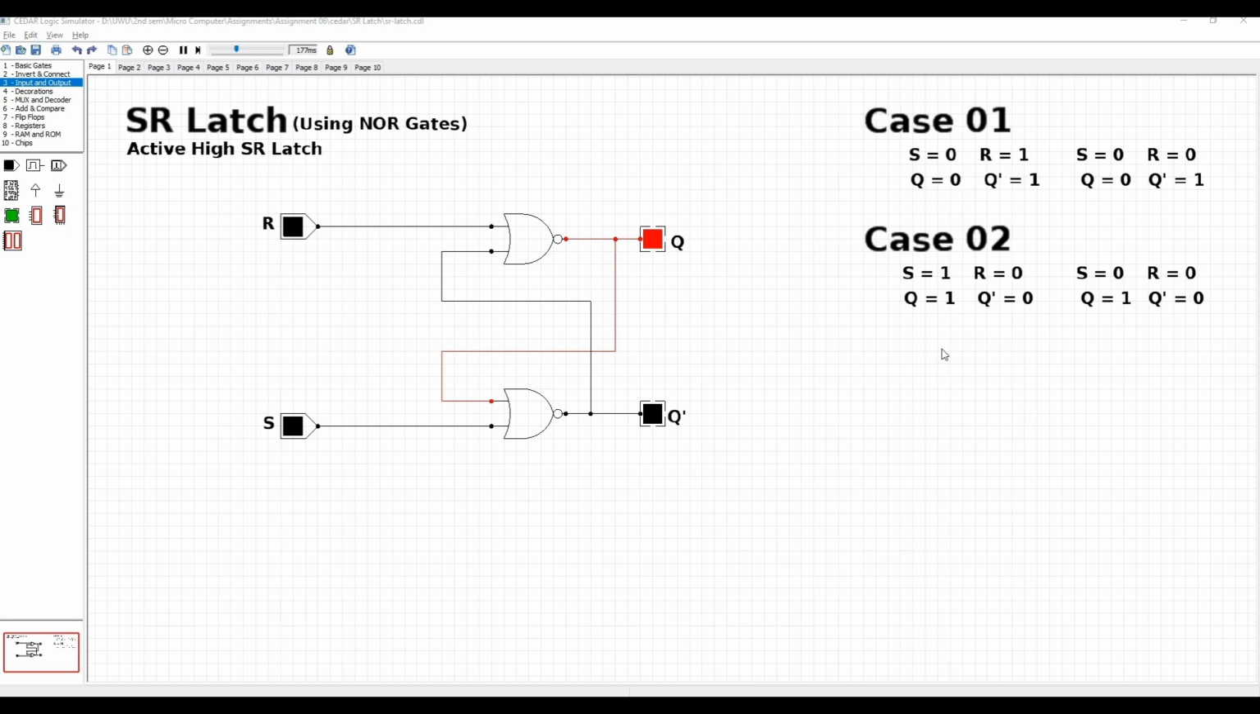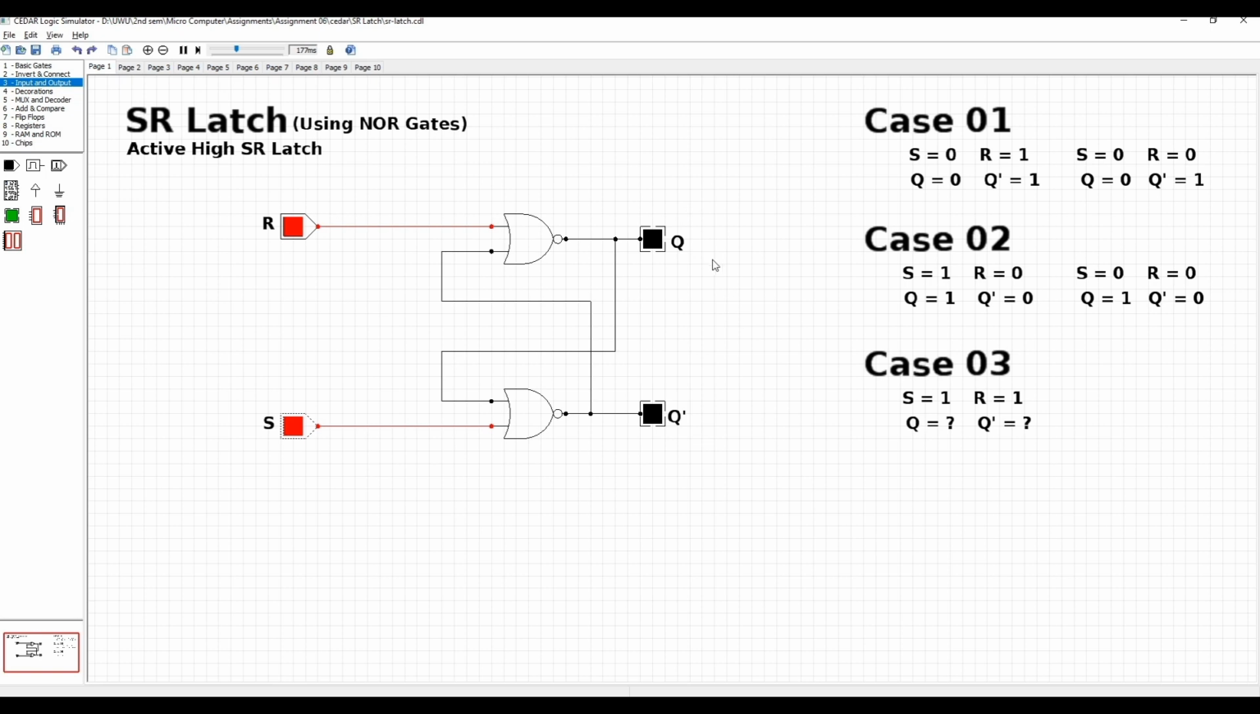There is one special case that we have to study. Let's check what it is. This is case 3, or the special case. In this case, we are setting S as 1 and R as 1. Both inputs are 1. Let's see what happens. We have set both inputs as 1. We can see the output: both Q and Q bar are equal to 0.